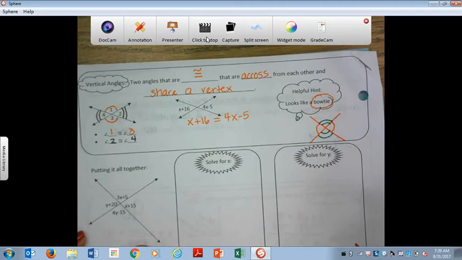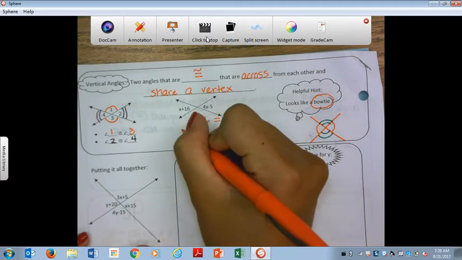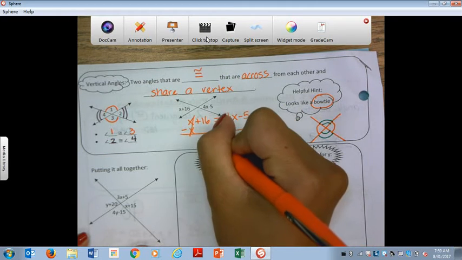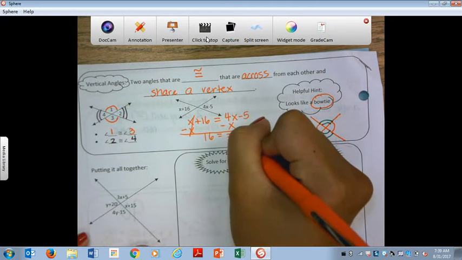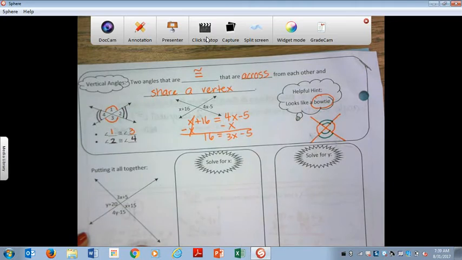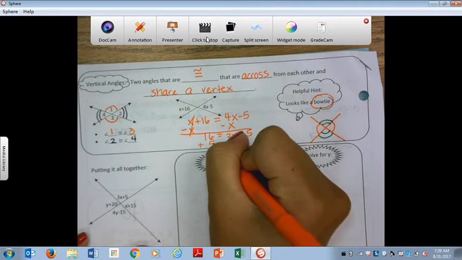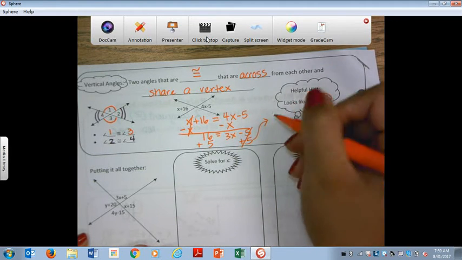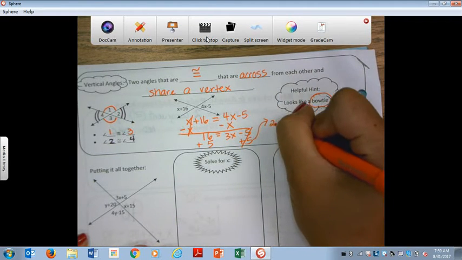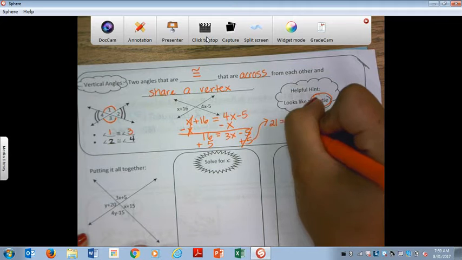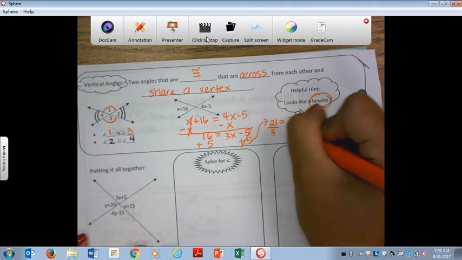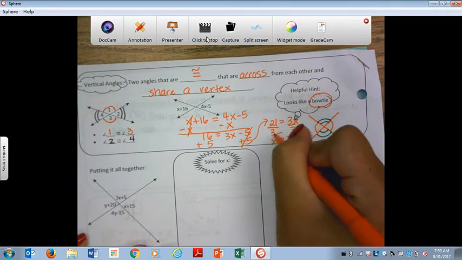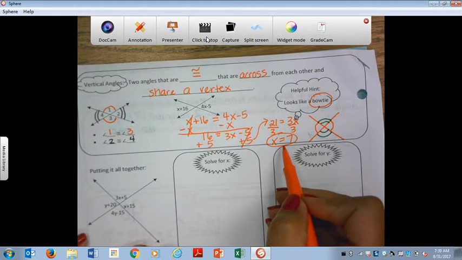Just like that. Again, I'm going to take out the smaller x. Say goodbye. Then 16 comes down. You've got 3x minus 5. We're going to add 5 to both sides. I'm going to carry this over here. You're going to get 21 equals 3x. You're going to divide by 3 on both sides, and x is now going to be 7. So anytime you see x, it's going to be 7.